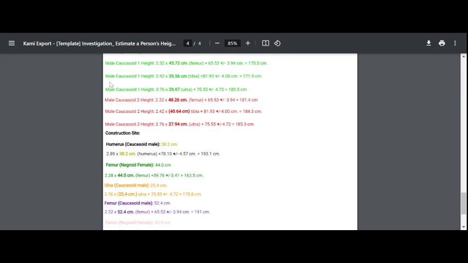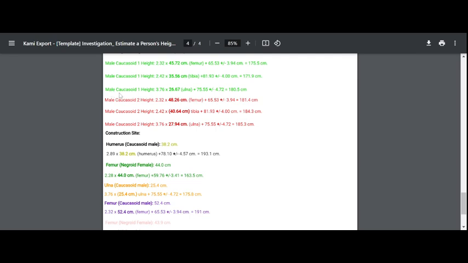And then for the second equation, we have the male Caucasoid 1 height. So that's 2.42 times 35.56. Again, 35.56 is the length of the tibia, okay, plus 81.06 plus or minus 4.00 centimeters. In this case, I added 4.00 centimeters, 171.9 centimeters is what we get. And again, the reason why I chose to add is to make it closer to the actual height, which was 177, okay?